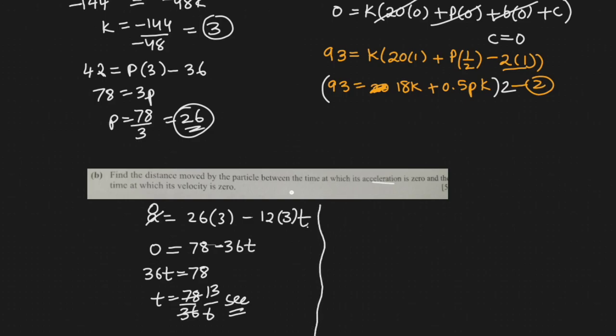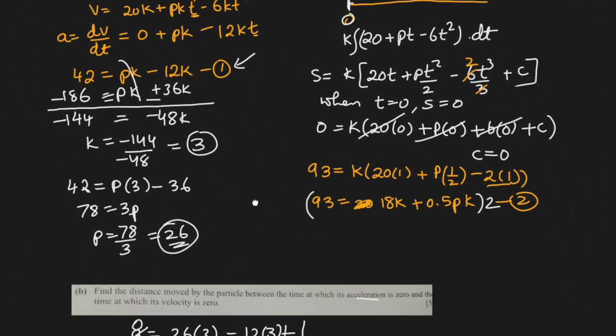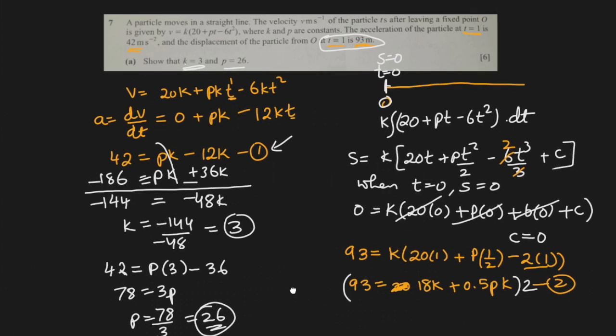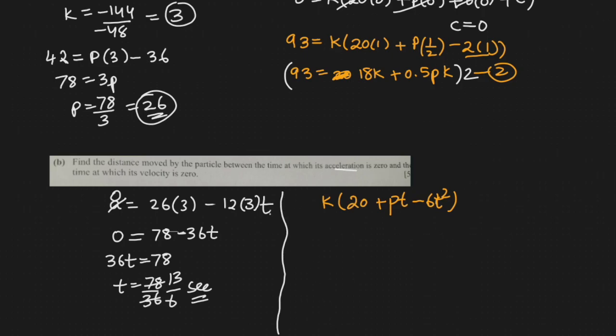Now, when velocity is 0, I'll have to go back again and see what the equation of velocity was. It was this: k times 20 plus pt minus 6t square. Sorry, I'll have to see once more to make sure. 20 plus pt minus 6t square. Yeah. This is velocity, and they said this is equal to 0. And we have to find time.